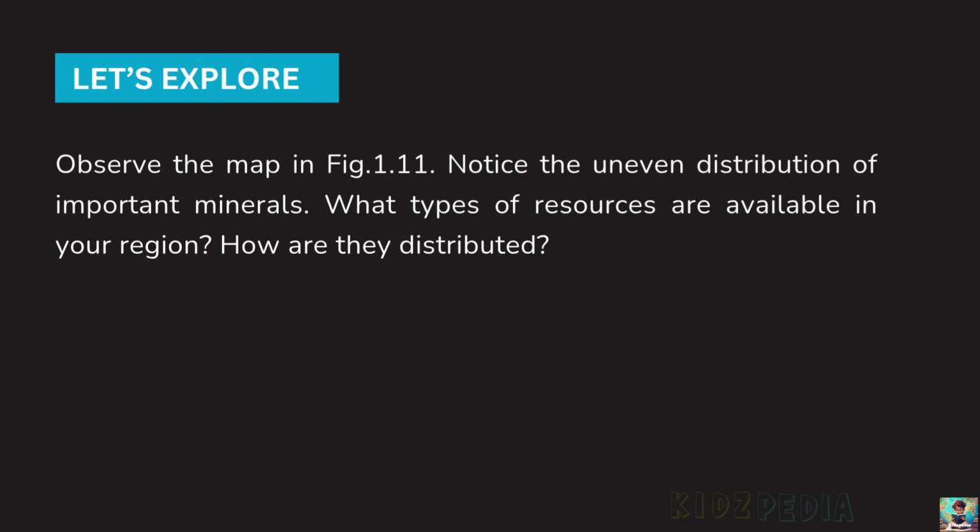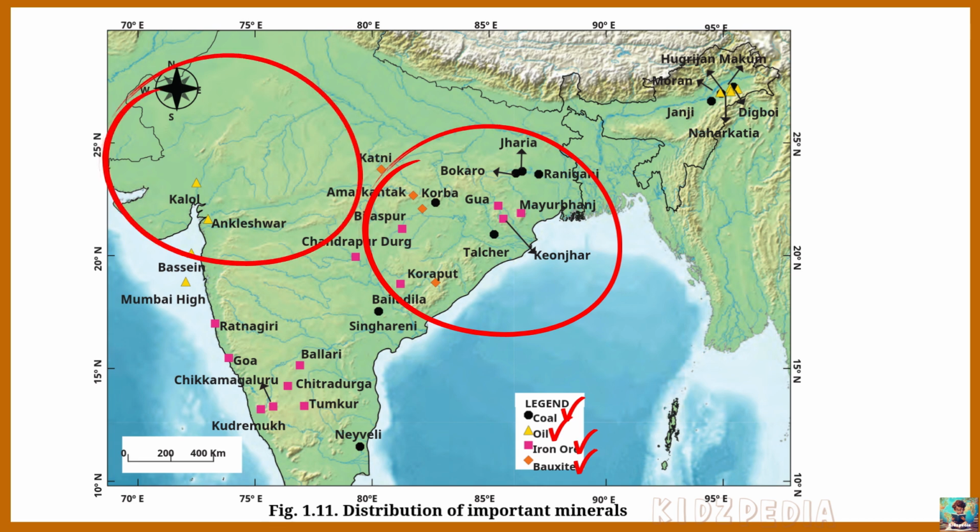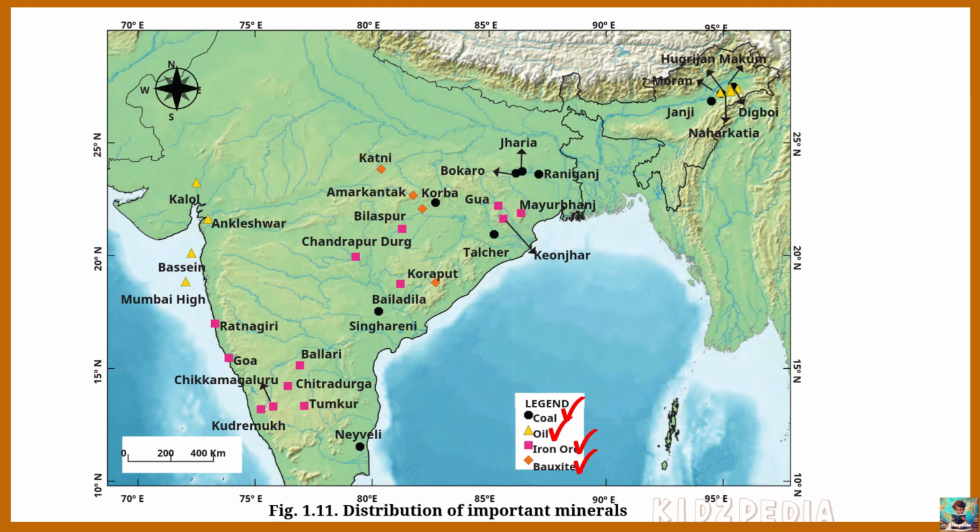Let's explore. Observe the map in figure 1.11. Notice the uneven distribution of important minerals. What types of resources are available in your region? How are they distributed? Here you can see different minerals like coal, oil, iron ore and bauxite. And these minerals are not spread equally everywhere. Some places have more minerals and some places have very few or none. This is called uneven distribution of resources. Now you must think about your area. What natural resources are found near you?